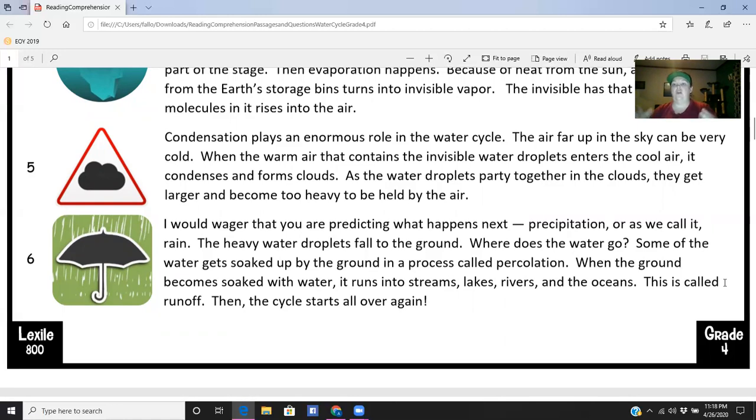So just like when we were talking in previous weeks about the life cycle of animals and plants, it's a constantly evolving circle. It's always going through some stage. The water cycle is exactly the same. It's a big circle. The water is always going through one stage of the water cycle.